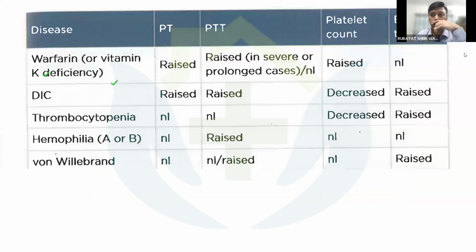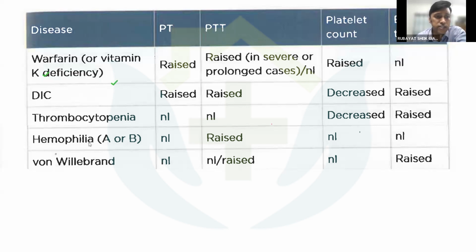Okay, this is another way of looking at the combination of lab results. What do we get in warfarin therapy? I'll put the question in another way. We will get a raised prothrombin time. APTT is usually not raised unless it's a very severe or prolonged case, so you'll just remember a normal APTT. Platelet count will be normal and the bleeding time will be normal. In DIC, as I told you, the prothrombin time will be raised, APTT will be raised, the platelets will decrease, bleeding time will be raised. We'll study about DIC later on.